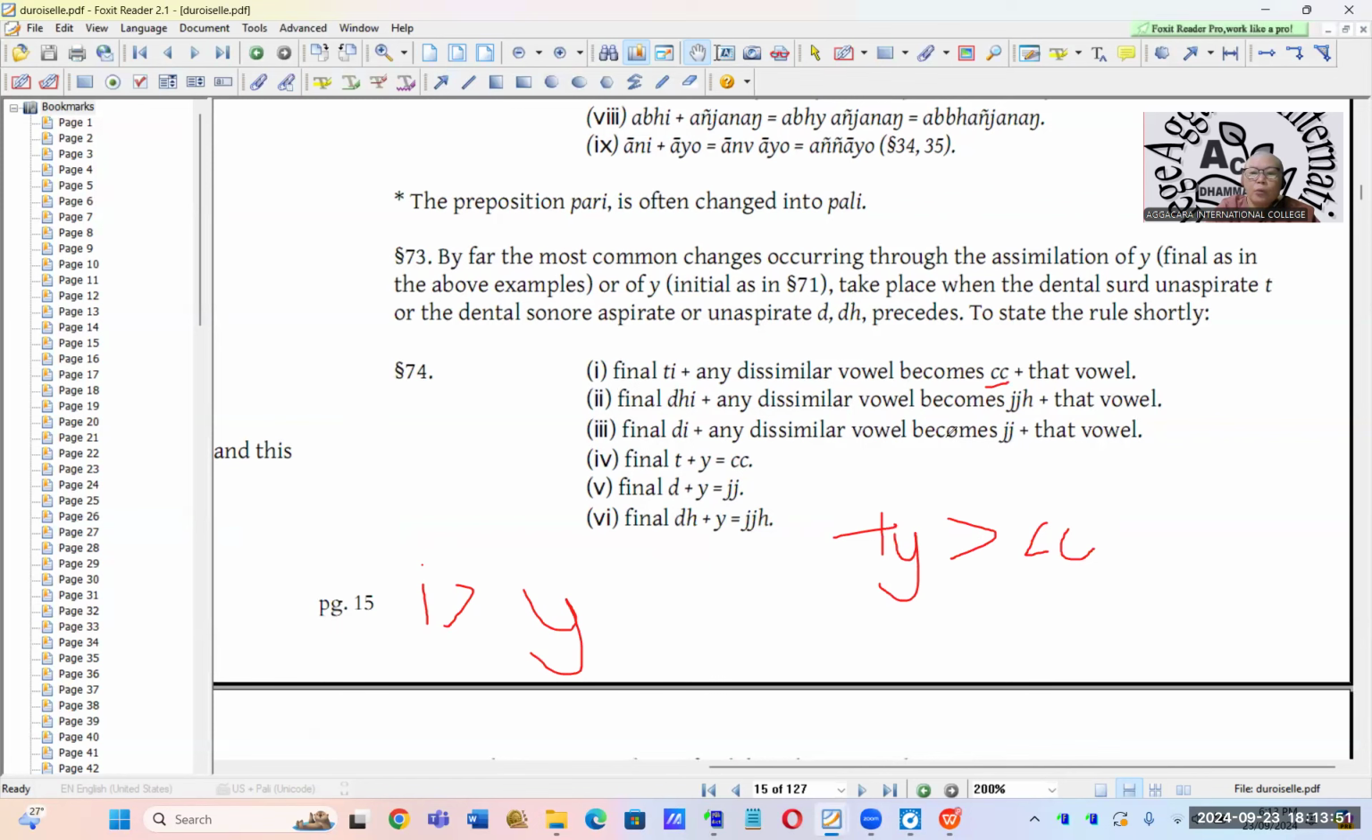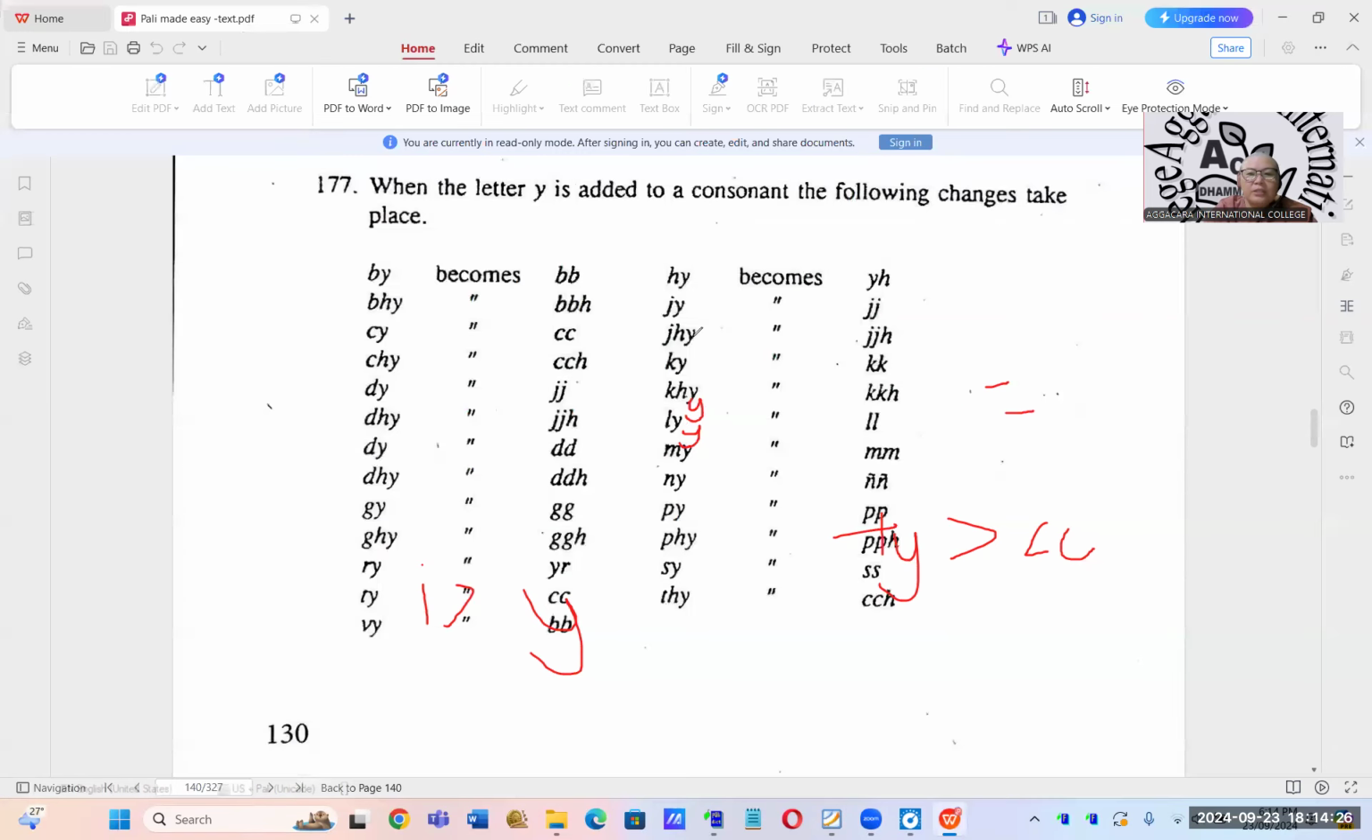So if you understand the Y rules and regulations just now, this one will be easy. Okay. DHI becomes JJH. Also the same. DHI becomes DHY. So DHY becomes JJH like just now. D and I, then I becomes Y. So it becomes JJH. TY becomes CC. DY becomes JJ. DHY becomes JJH. So these rules are on page 15, not 74. For this one, you have to refer back to this one. I think this is more clear to understand.